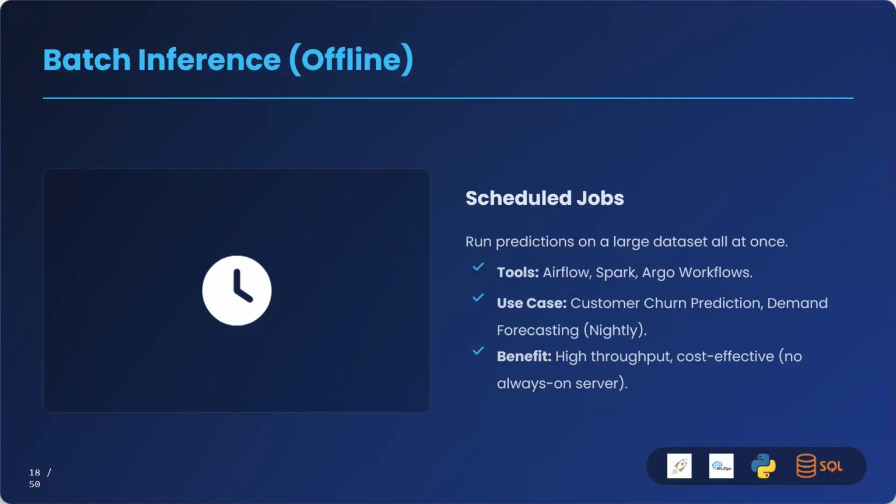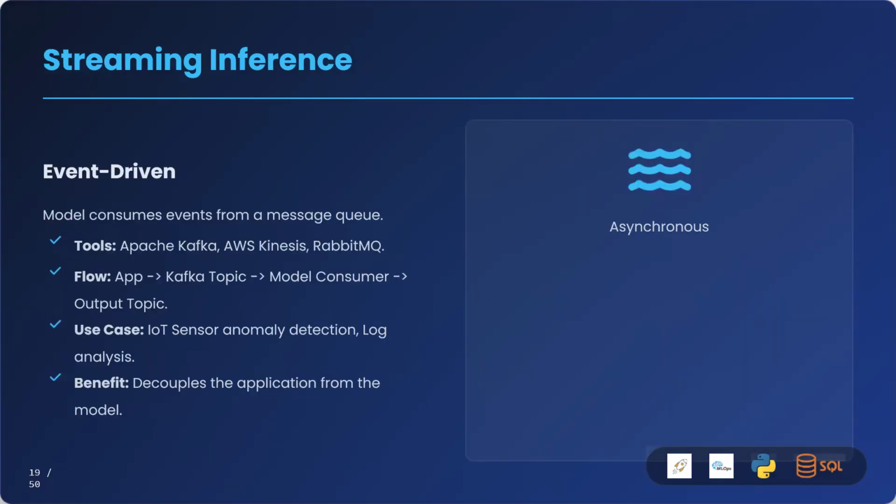I want to see what could be my sales next week, and I'll use the last month and current month sales as input, and I'll try to figure out what could be the next month's sales. So this will fall under batch inference or offline inference.